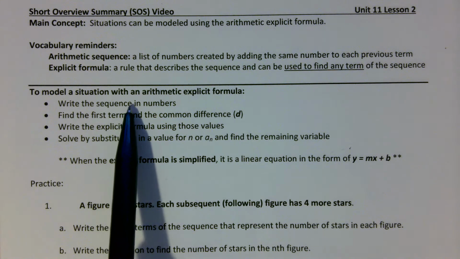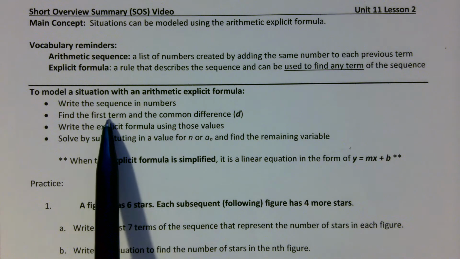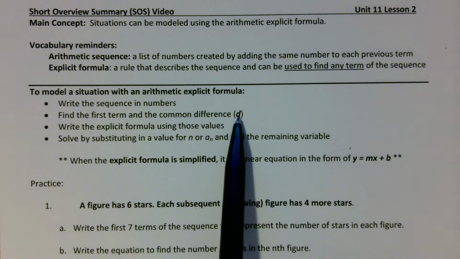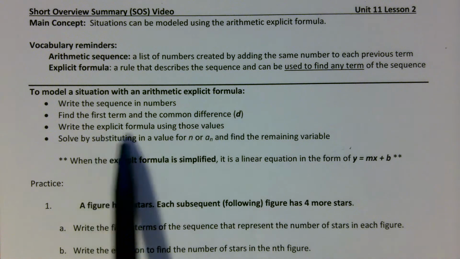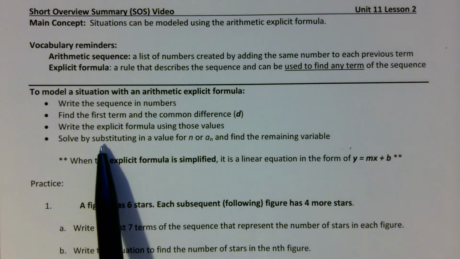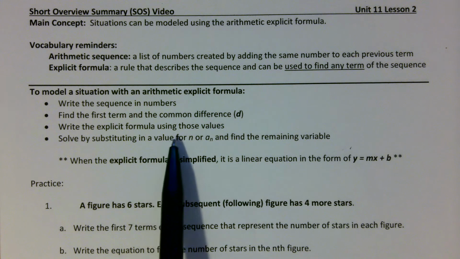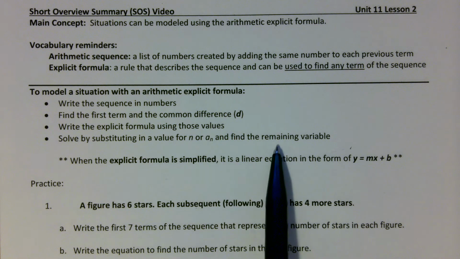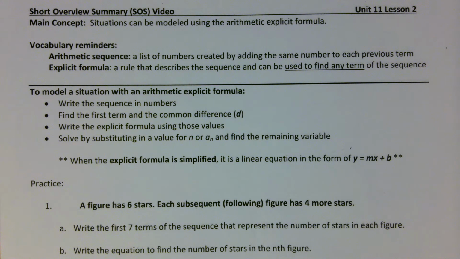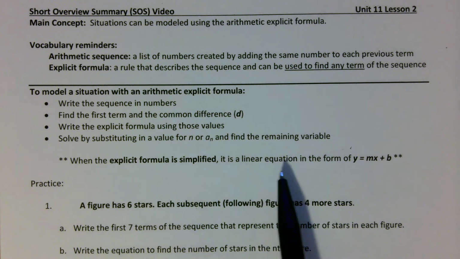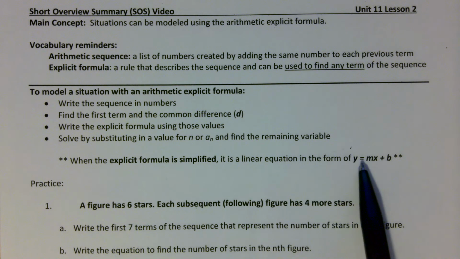So when we model a situation with an arithmetic explicit formula, it's helpful to first write the sequence in numbers. From those numbers, we can easily find the first term and the common difference, which we show as d. Then write the explicit formula using those values. And finally, solve by substituting in a value that you're given for either n or a sub n, and then you find the remaining variable. Remember, when you simplify an explicit formula, it becomes a linear equation in the form of y equals mx plus b.